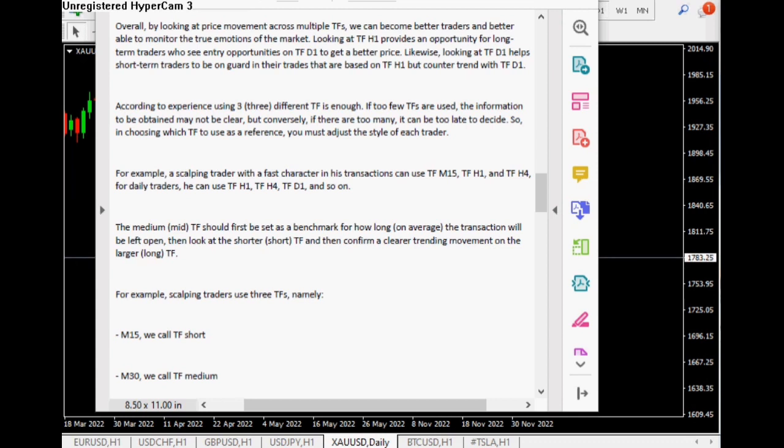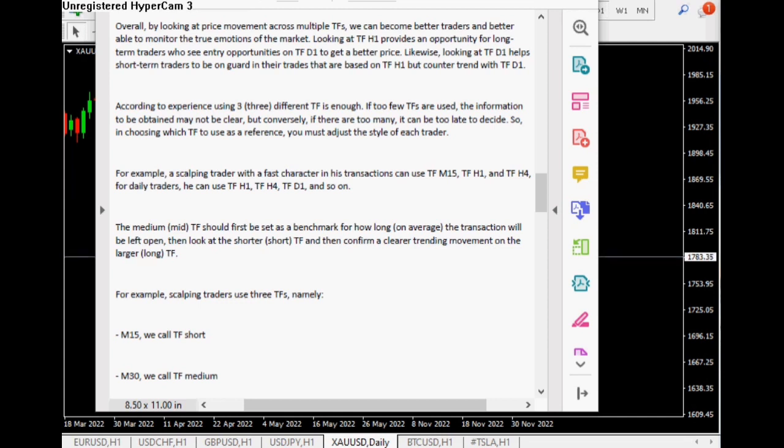For example, a scalping trader with a fast character in his transactions can use TFM15, TFH1, and TFH4. Daily traders can use TFH1, TFH4, TFD1, and so on. The medium TF should first be set as a benchmark for how long, on average, the transaction will be left open. Then look at the short TF and then confirm a clearer trending movement on the larger, long TF.